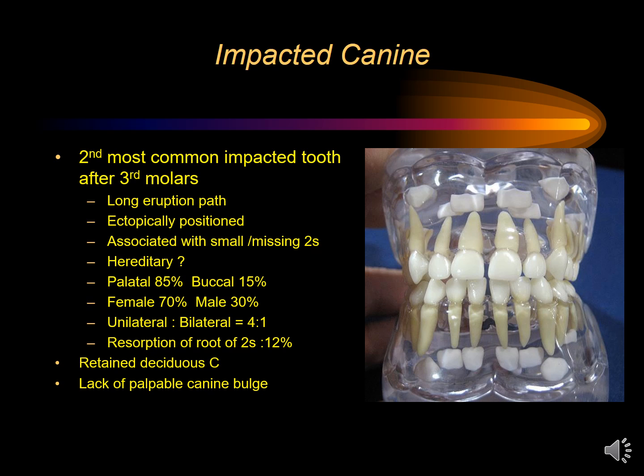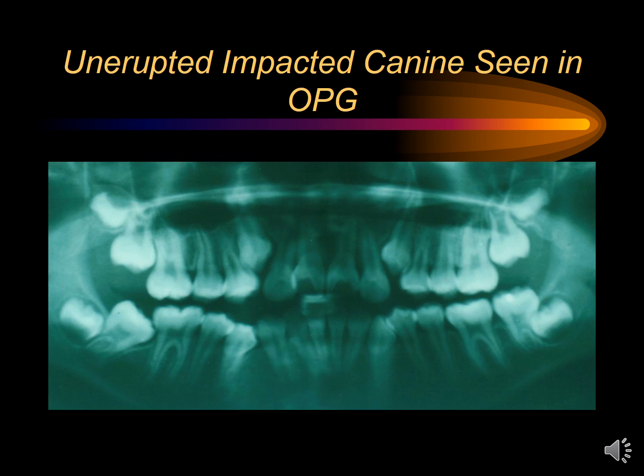Okay, now in the mouth, where it is impacted, we find that there is no palpable canine bulge, or it may be discovered as a radiographic finding. Here we can see an OPG view of a patient, and we can see both the 1-3 and 2-3 are impacted, and there's no space for them to erupt into the oral cavity.